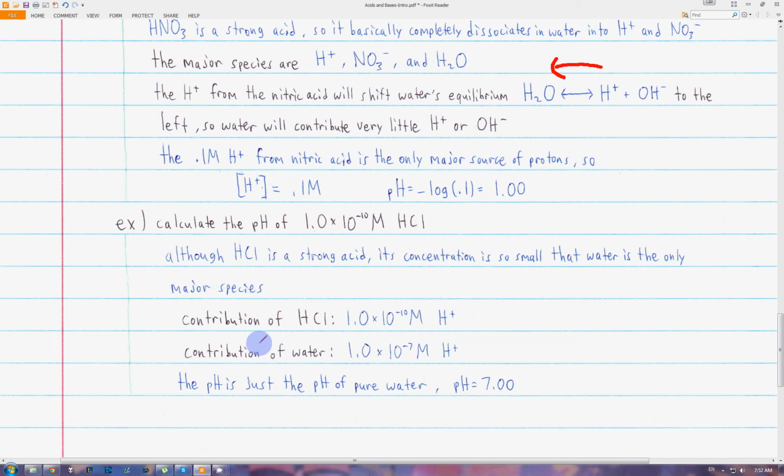So water is the only main contributor to the pH, which means the pH of the entire solution is just the pH of neutral water, which is 7.